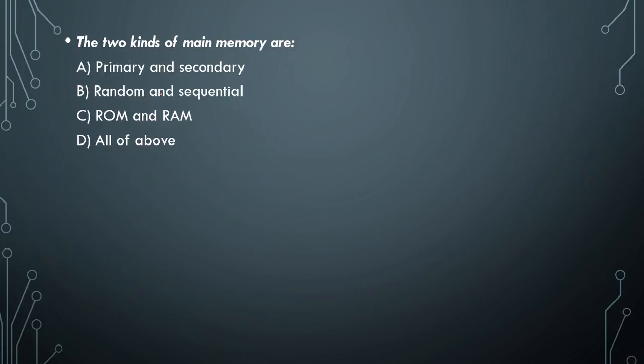Just skim through the main part and understand the question completely, like the two kinds of main memory. Here it is not asked what are the main memories and all there. So the main memory is always ROM and RAM. They are not primary, secondary. The main memory will always be ROM and RAM.